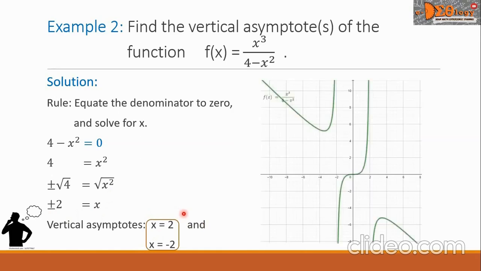Now let us consider the graph of the function. See now that the vertical asymptotes will come here and here. So this line is the x equals 2, while the other is the x equals negative 2.